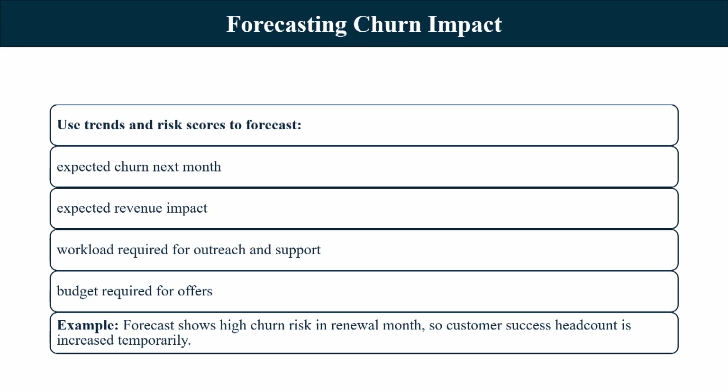Now, how can we forecast the churn impact? We can definitely forecast the churn. We can assign a probability to each of these individuals regarding churn, but it is difficult unless and until there is a cost benefit analysis in place to forecast the churn impact. What we can do is use the trends and risk scores to forecast it.